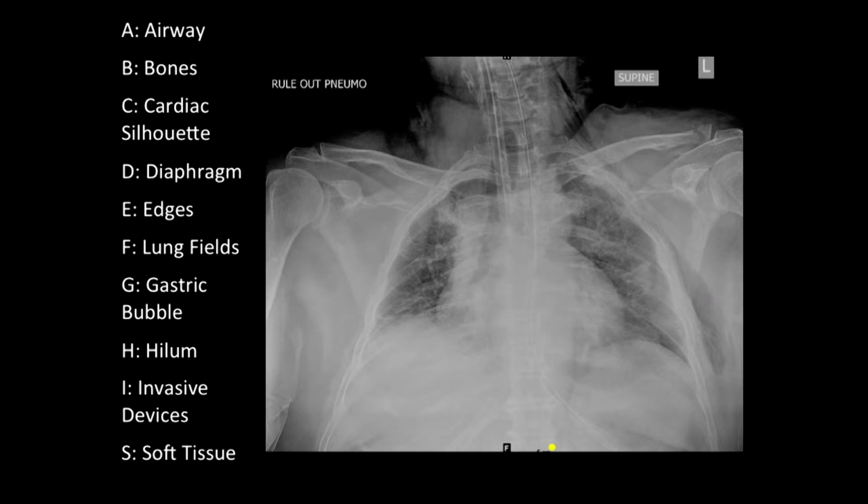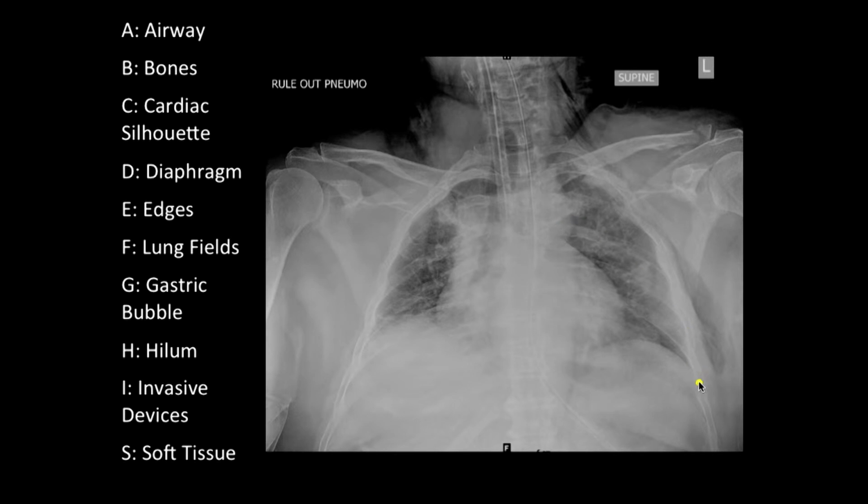Next thing we'll go to look at is the cardiac silhouette. It does look somewhat wide, but it's important to remember that the patient is supine, and they've also got a poor inspiration. So, that can give you a false impression of both cardiac enlargement and widening of the superior mediastinum.